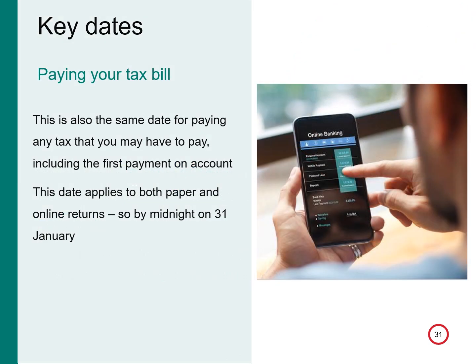This is also the same date for paying any tax that you may have to pay, including the first payment on account. This date applies to both paper and online returns, so by midnight on the 31st of January. There's usually a second payment deadline of the 31st of July, the second payment on account.